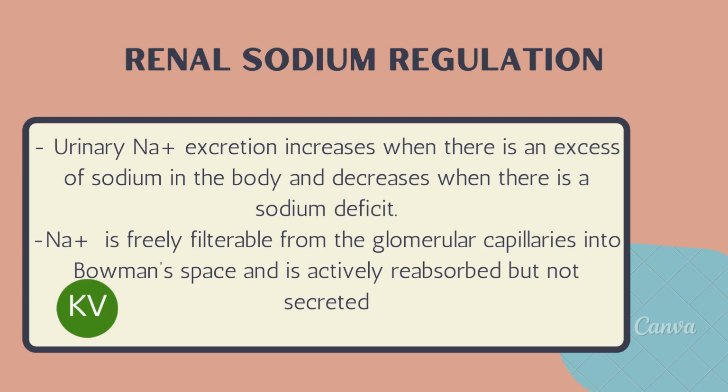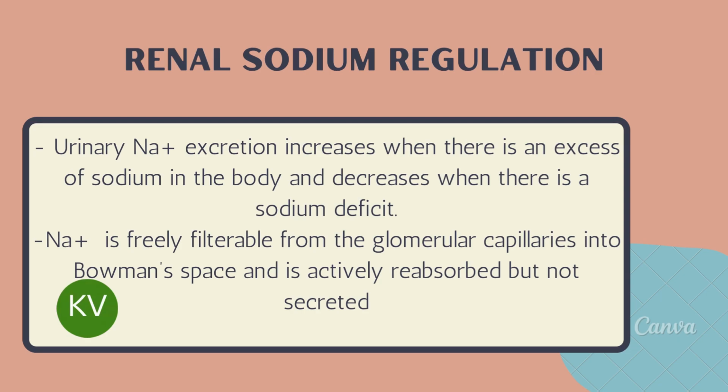Now let's talk about renal sodium regulation. Urinary sodium excretion increases when there is an excess of sodium in the body and decreases when there is a sodium deficit. This usually happens to individuals with healthy bodies. These homeostatic responses are so precise that total body sodium normally varies by only a few percentage points despite a wide range of sodium intakes and the occasional occurrence of large losses via the skin and gastrointestinal tract.